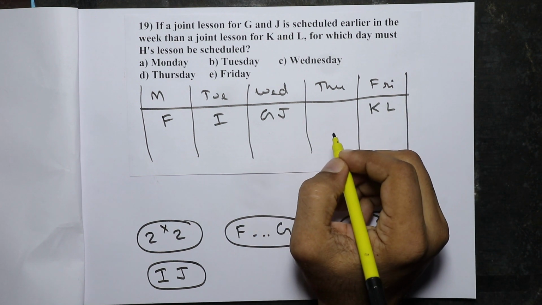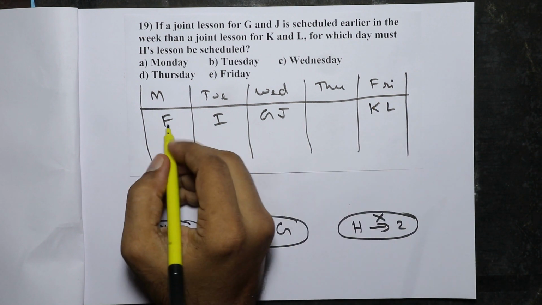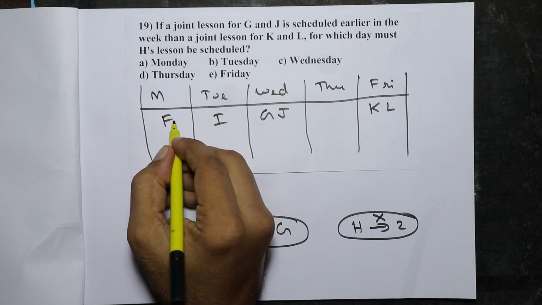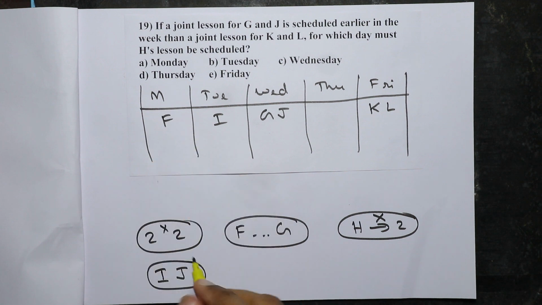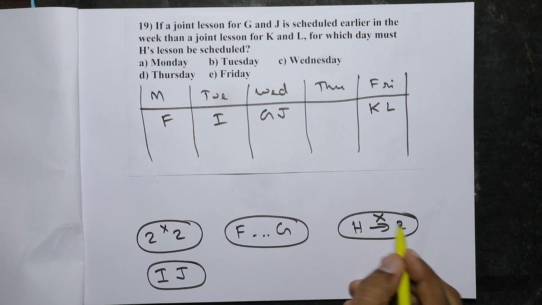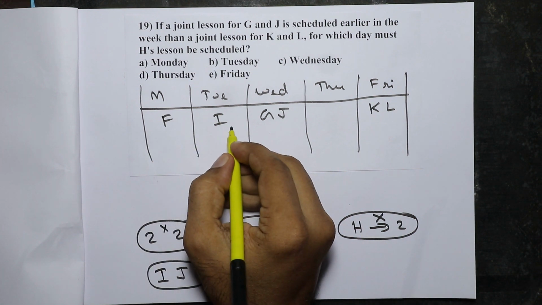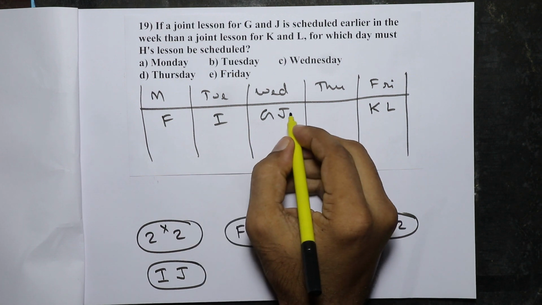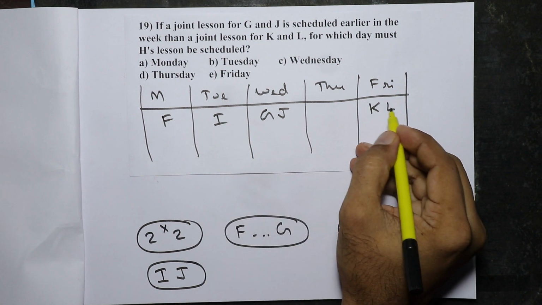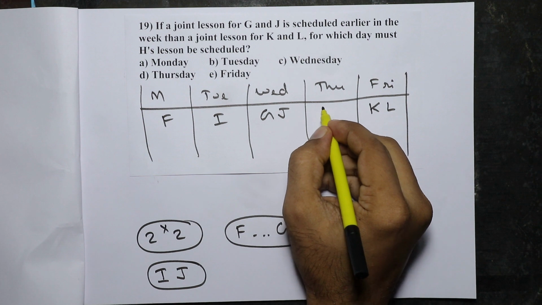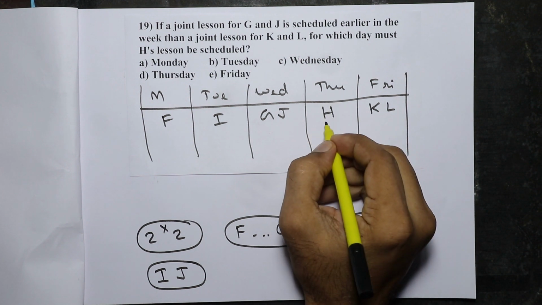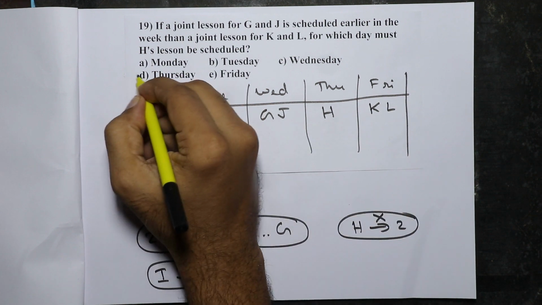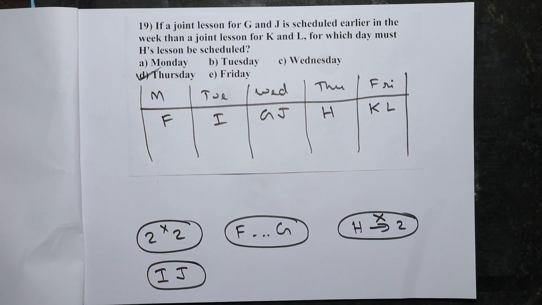Now let us look at the position of H. If H is here, it will be F and H, and it will be a joint session, and that is not allowed. H cannot be a part of a joint lesson. Similarly, H cannot be here. H cannot be here, it will be three people. Similarly, H cannot be here. The only way out is H has to be here. So H should be on Thursday. So option D, Thursday, is the right answer.